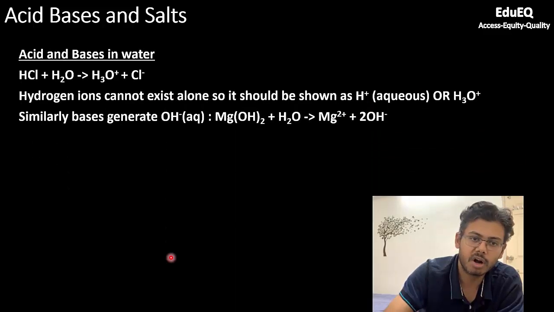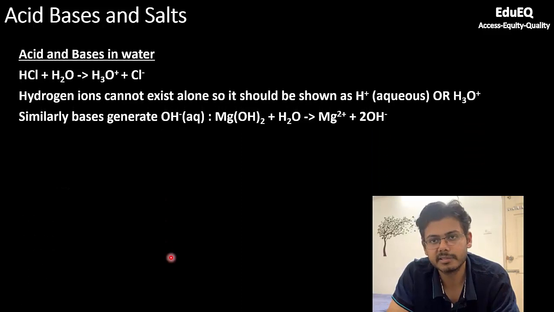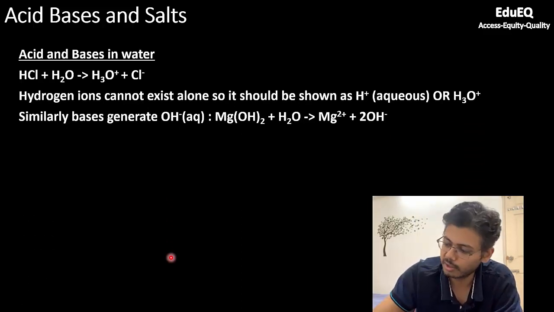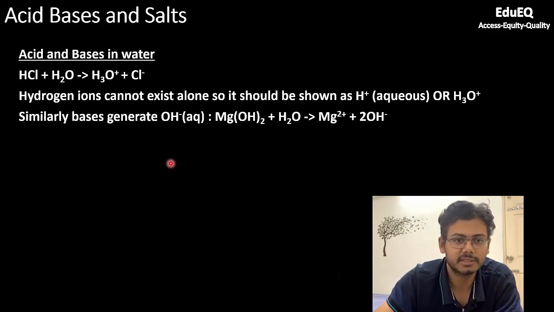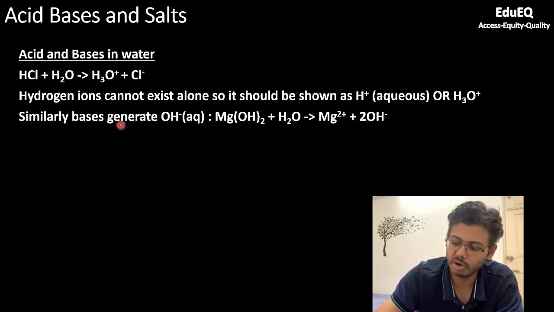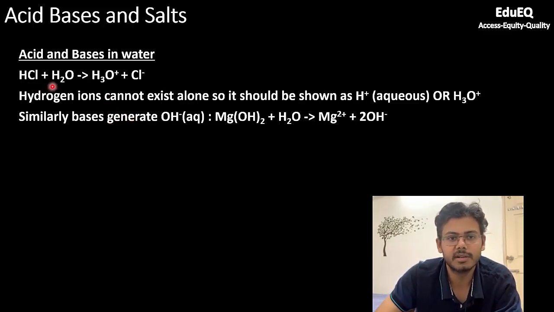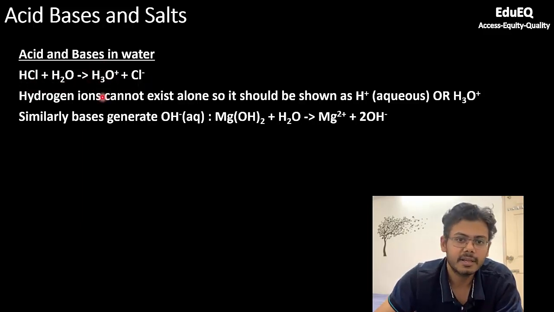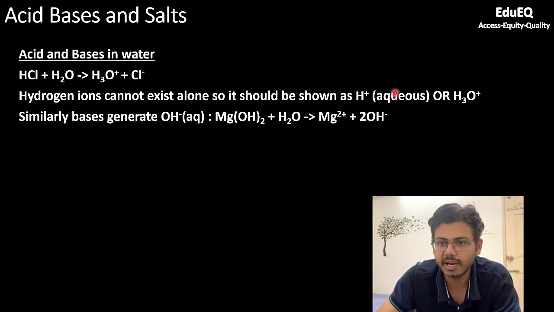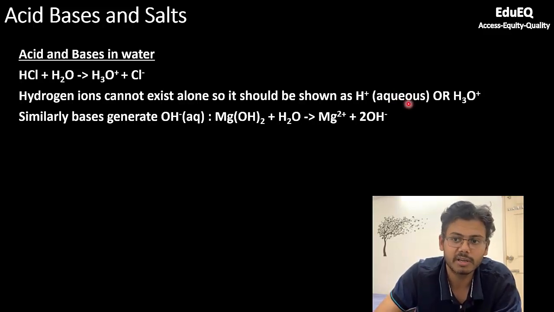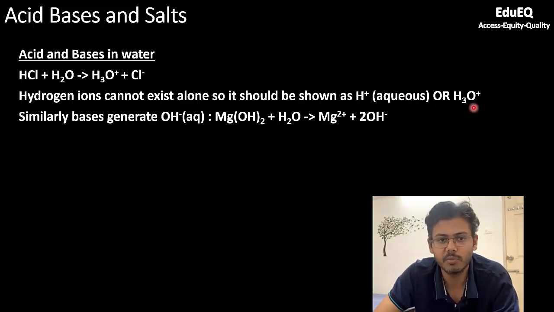Okay. Now moving to what will happen to acids and bases if you put them in water. I have already told you on the very first page of this lecture that the moment you put an acid in water, it will release hydronium or H+ ions. So here that's what you can see. HCl plus water releases H+ ion. Now the H+ ion combines with H2O to form H3O+ ion, which is nothing but the hydronium ion, and chloride will exist like this. So hydrogen ions alone cannot exist. They should be written either as H+ with (aq) in brackets, aqueous, which means it is in the presence of water, or you can directly write hydronium, H3O+.